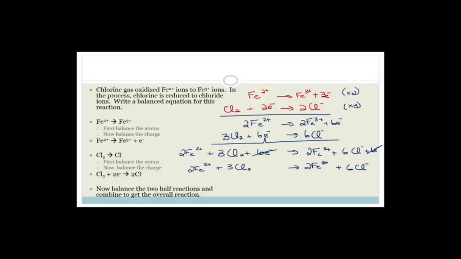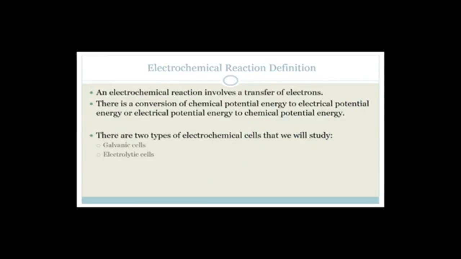Okay, yeah, you've got two ions. Admittedly, they're 3 plus and 2 plus, but that's fine. And you've got 3 times 2, which is 6 chlorines and 6 fluorides. Done. Awesome. Okay, so now you can see how we can use redox and half reactions to balance an overall equation. So now let's talk more about electrochemical cells.